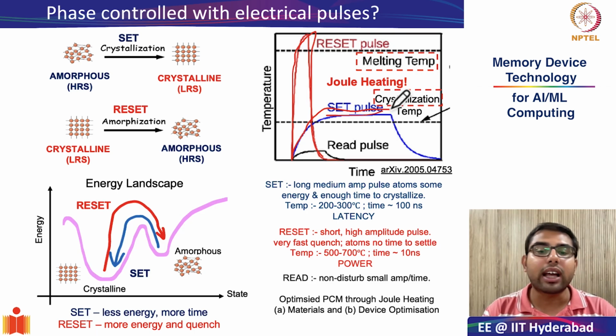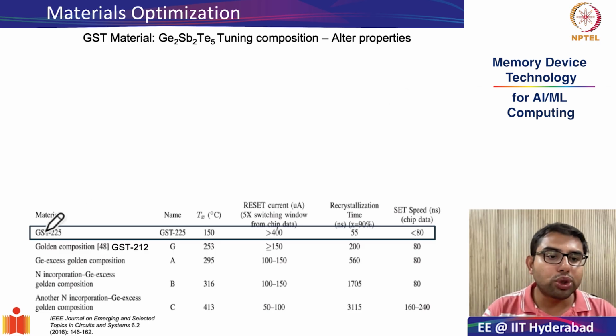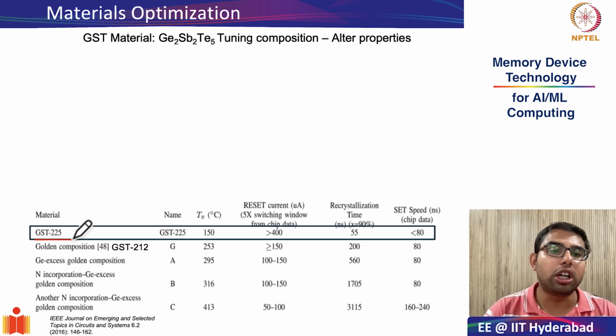and today we are going to look at the technological aspects, starting with materials optimization. As we know, the phase change material is the heart of any PCRAM, and it makes sense that we need to tune the composition of the PC material so that you get ideal device characteristics. As we had seen, the so-called ideal material is something called GST 225. GST stands for germanium, antimony and tellurium, and the ideal material had a composition of 2:2:5.